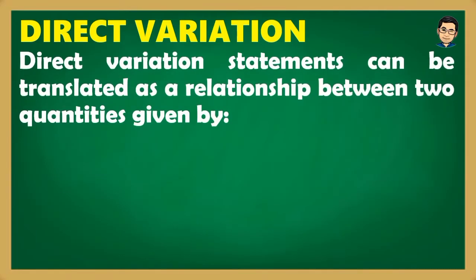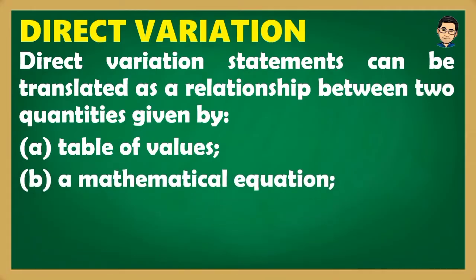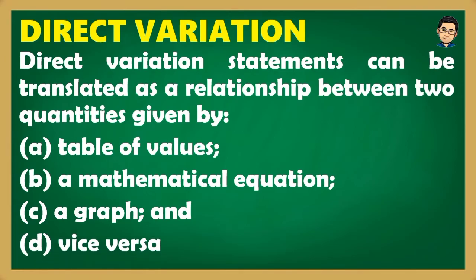Direct variation statements can be translated as a relationship between two quantities given by, as I said earlier, a table of values, a mathematical equation, a graph, and vice versa. So, for the vice versa, if we can translate a direct variation table of values into a mathematical equation, we can also translate the mathematical equation into a table of values.